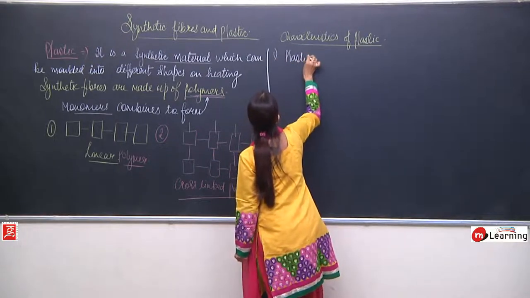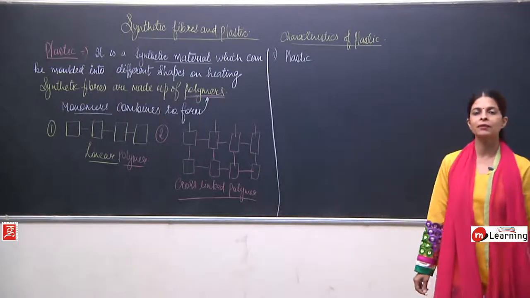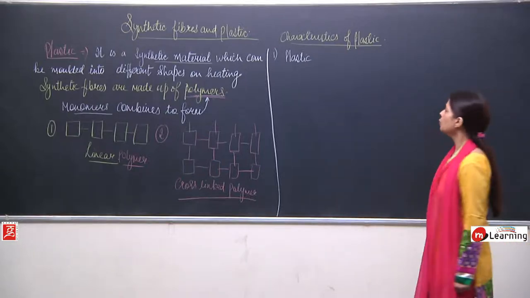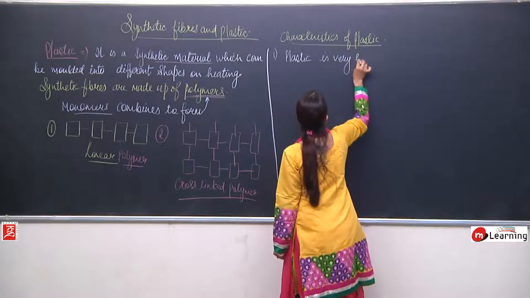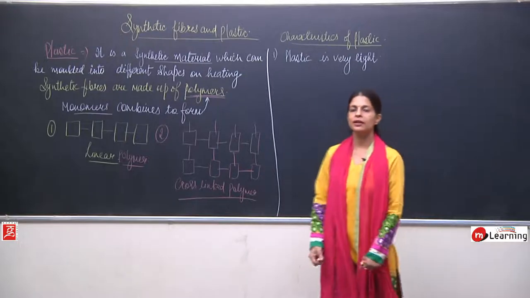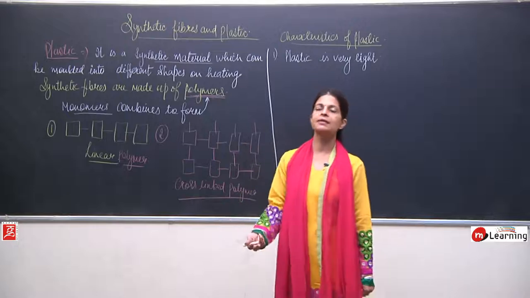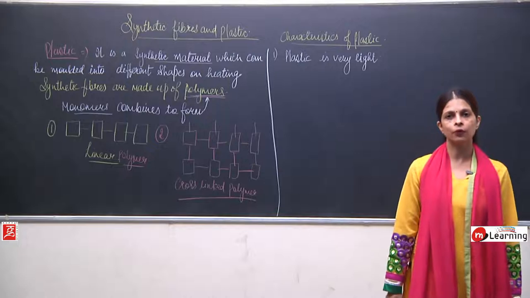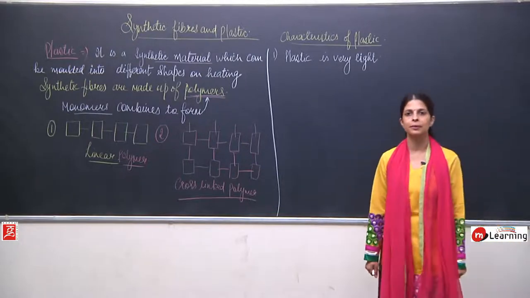Obviously, I won't write plastic every time, because we know that we are discussing plastic, so whatever characteristic features I write will be of plastic only. So, plastic is very light. Light means what? It is not as heavy as other metals or other substances are. So one characteristic feature is that plastic is light, and that is the reason we use it.